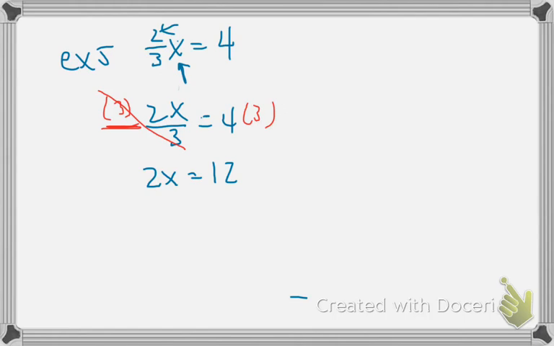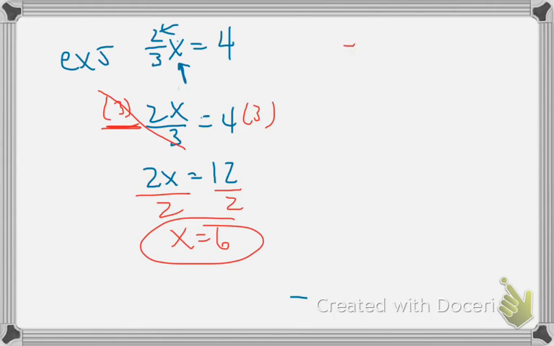Now you can see that it's very similar to what we've been doing. What's my variable? X. What's happening to x? Being multiplied by 2. What do I do to both sides? I divide by 2. So x equals 6. Alright? That's how you can do that one.